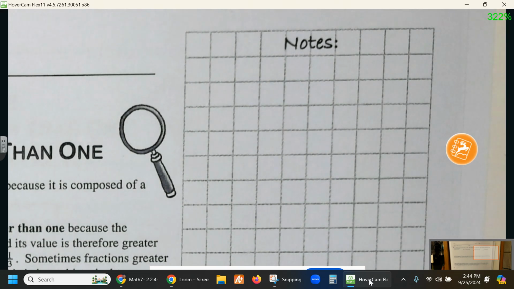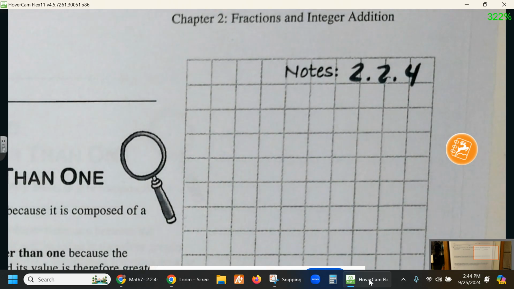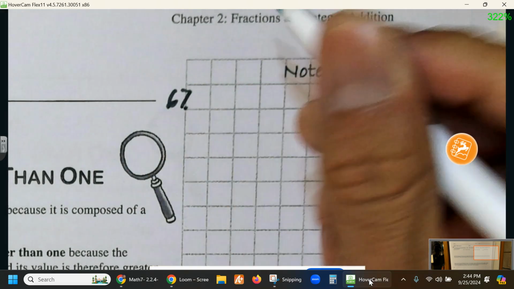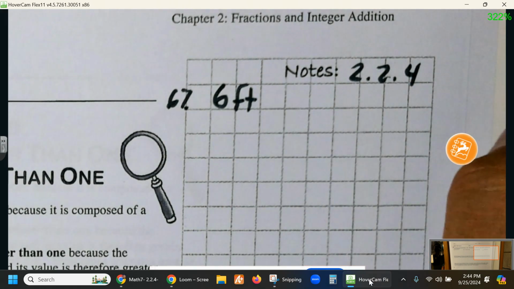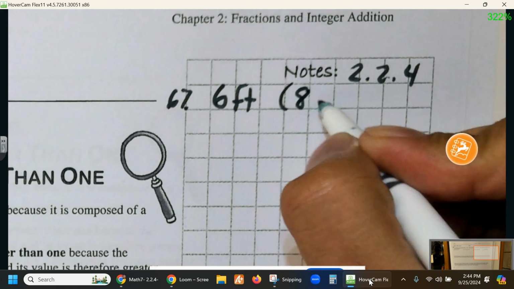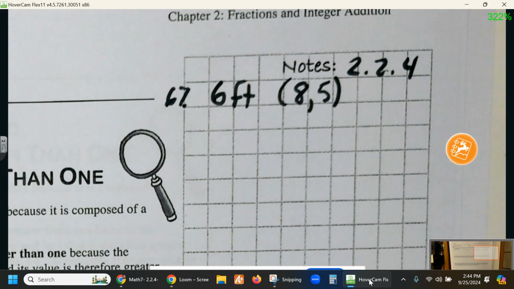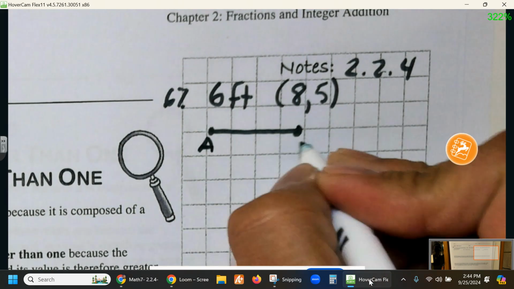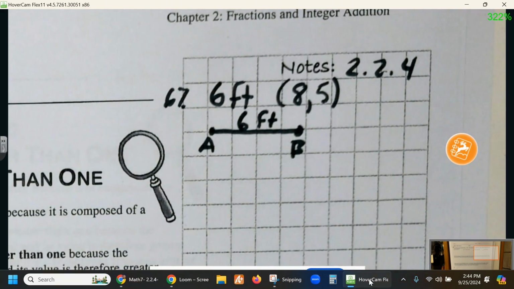Okay, so let's first set this up. This is lesson 2.2.4, and we're still working with integers. So problem number 67. We have a tightrope that is 6 feet, and we can only use 8 and 5. So what can we do? The distance from A to B. Here's A, here's B. That's 6 feet. Okay, so to get them over.